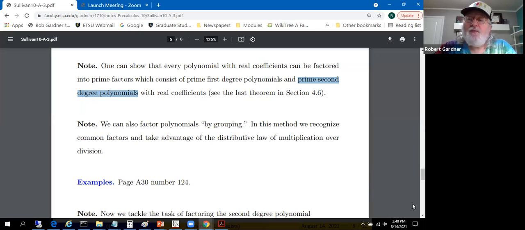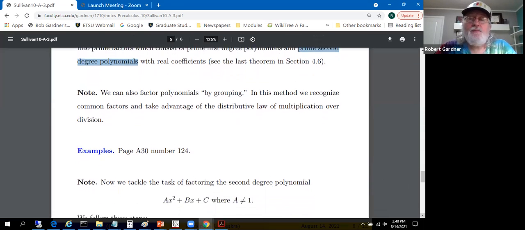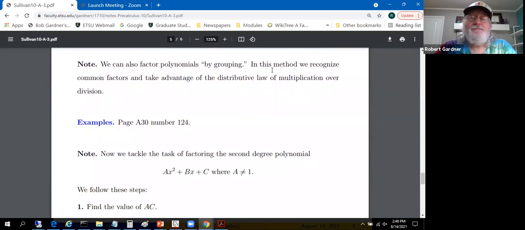One trick for factoring polynomials is grouping. In this method, we recognize common factors and take advantage of the distributive law of multiplication over addition.